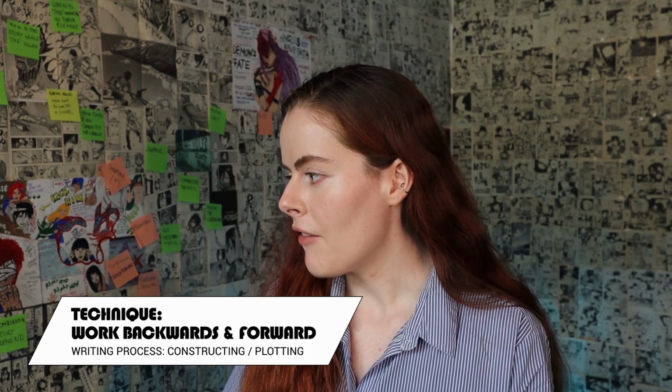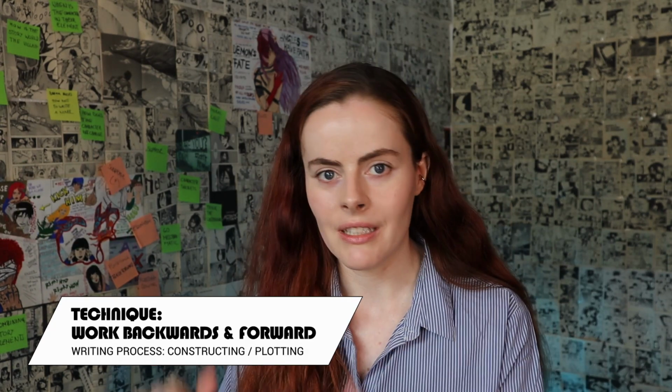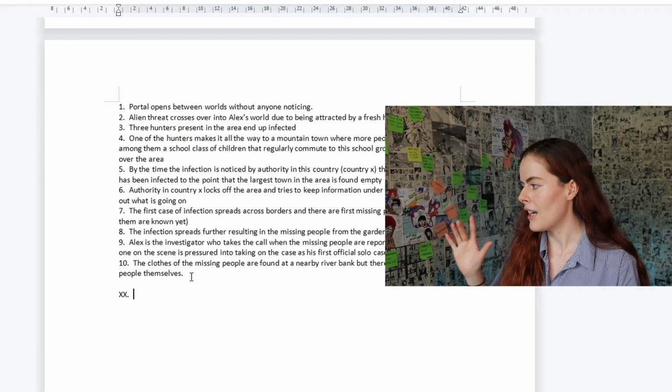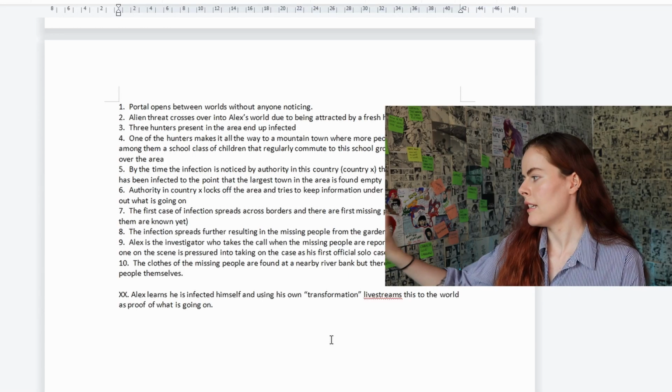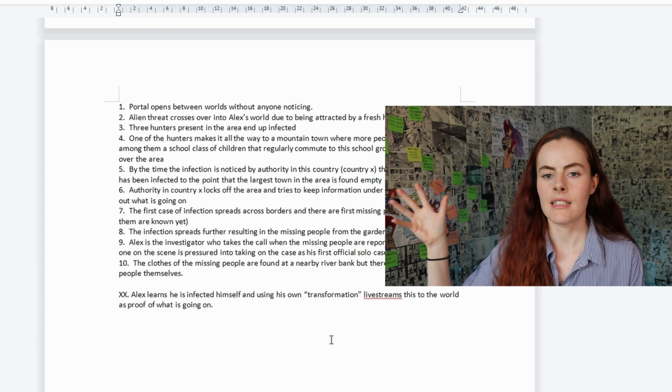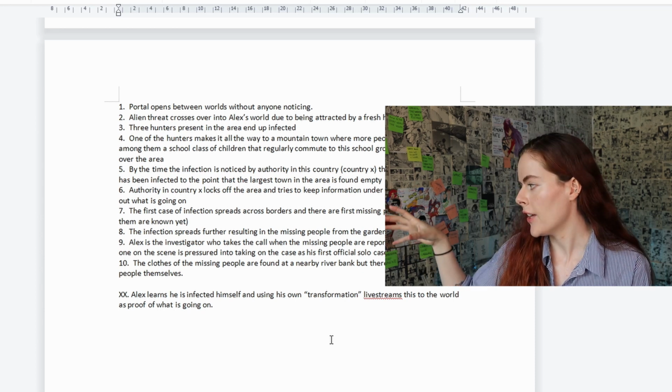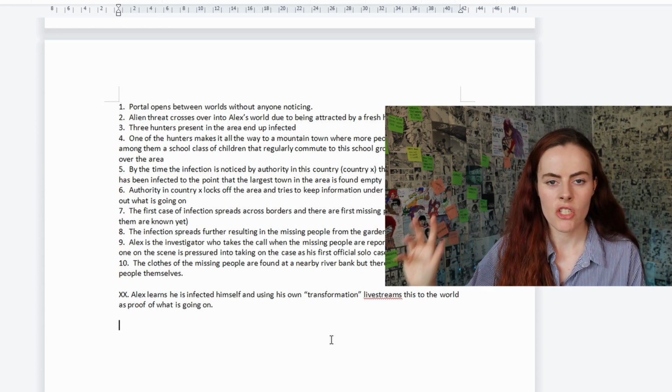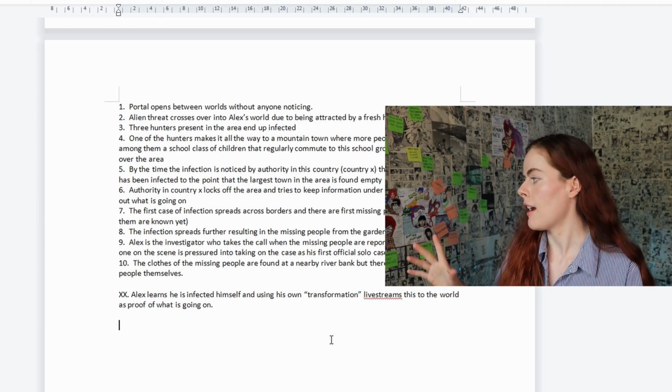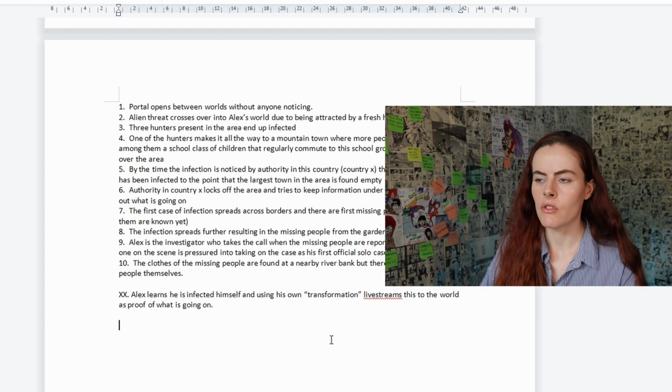And then another thing that you could do, if you're like me and struggle with figuring out what is in the middle, is having the beginning and also having the end event. So here, I don't know which plot beat it is, but I do know already that in his last minutes, Alex has learned that he's infected, and then using his transformation, whatever the transformation looks like, he also live streams it to the world.